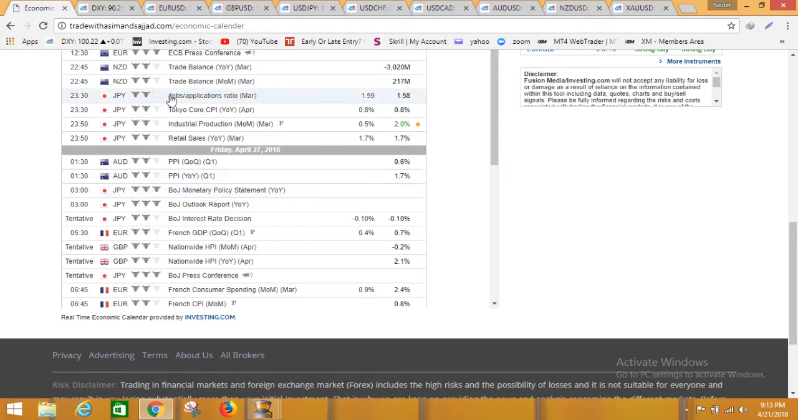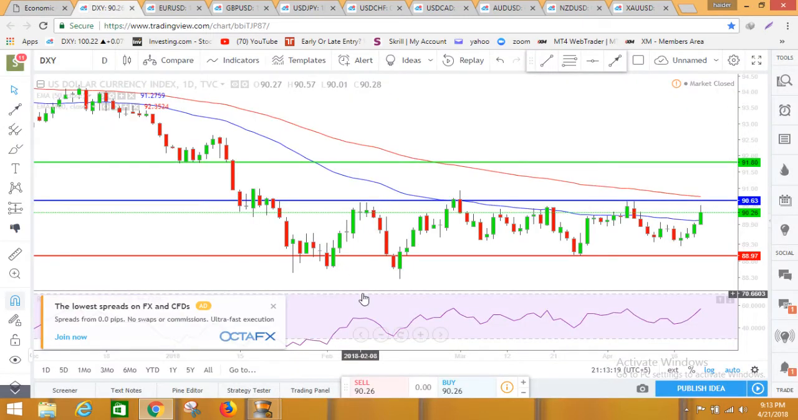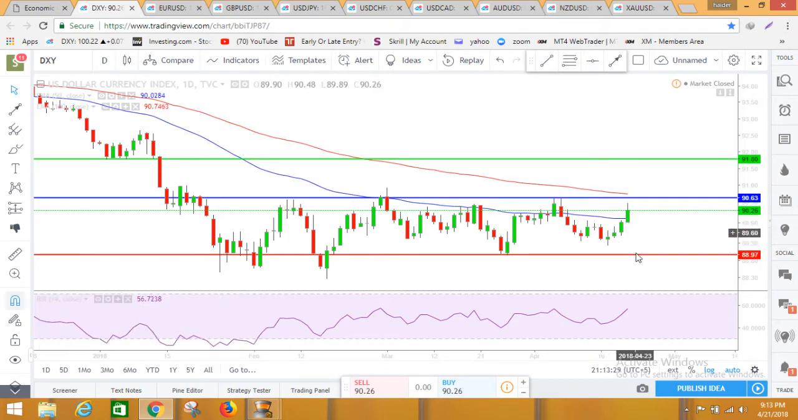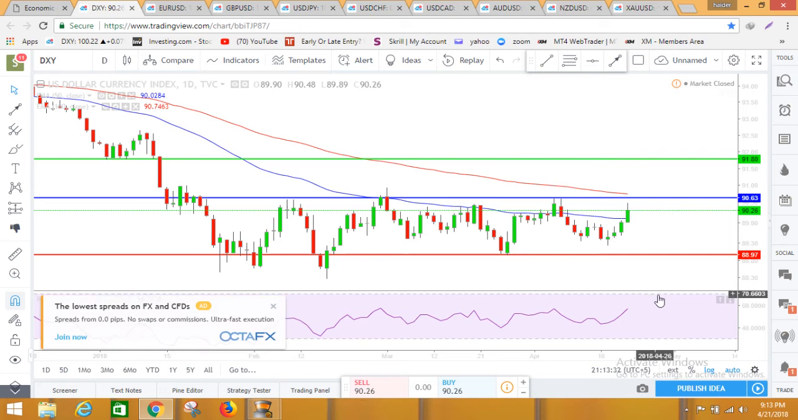So let's start our analysis with the dollar index, and here you can see dollar index being very strong the whole week. Last 4 days it's just going up, and the RSI on daily charts indicating that still good to go up. But here this blue line you can see it's a very strong resistance for the US dollar. And above that we have 100 moving average, this red line. So it will be interesting to see whether it can break this or not.